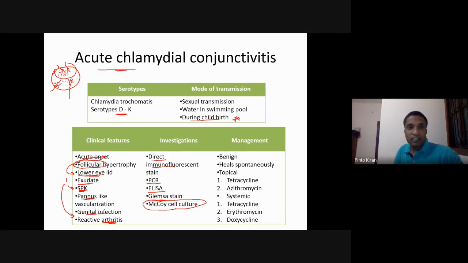Acute chlamydial conjunctivitis is benign in nature. Okay, it heals spontaneously. You should remember, not like the chronic form. So in the early stages, how do you treat? Topically, the treatment of choice is tetracycline or azithromycin. You should remember. And systemic, whenever the patient has urethritis or arthritis, then you start the patient on tetracycline, erythromycin, and doxycycline. These are the same group of tablets, and you have erythromycin.